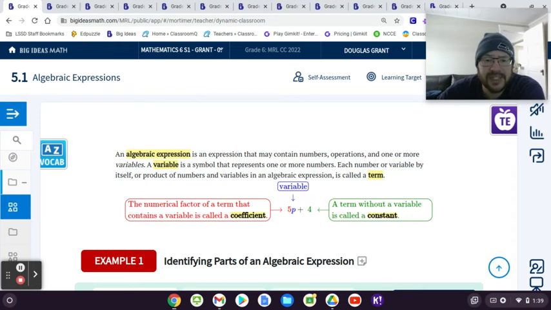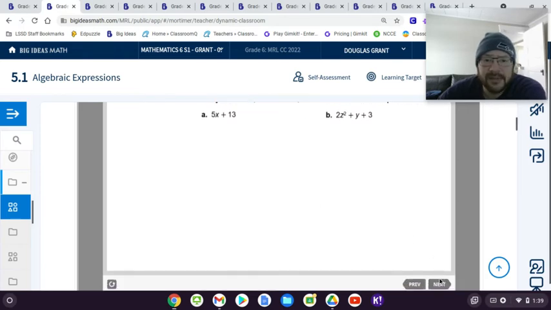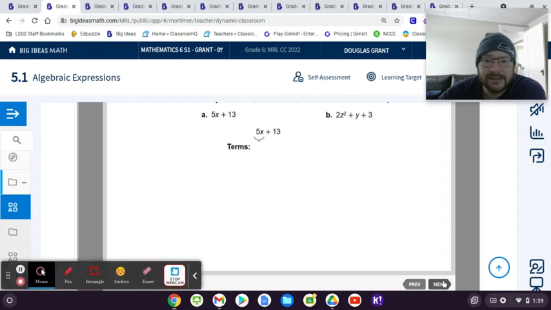Okay, so this is what you should take notes on. Write these important words down, plus this example. And then we're going to jump into doing some of the examples with vocabulary. Here we go. All right, so if we have this expression, 5x plus 13, what are the terms? Okay, so for 5x plus 13, the terms are 5x and 13. It's got two terms.